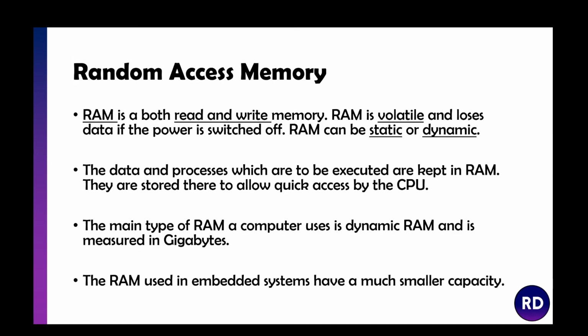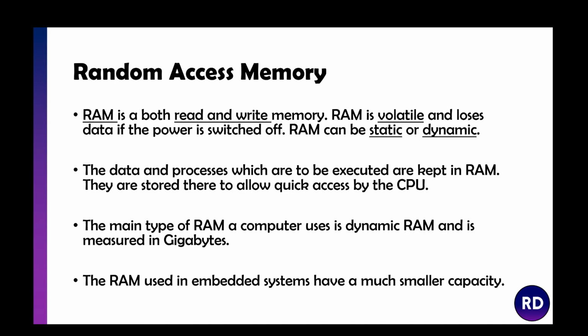So the second one is random access memory. You've probably heard of this one before, and that's RAM. That is both read and write memory. It's volatile and loses data if the power is switched off, and RAM can be static or dynamic. The data and processes which are to be executed are kept in RAM, and they are stored there to allow quick access by the CPU.